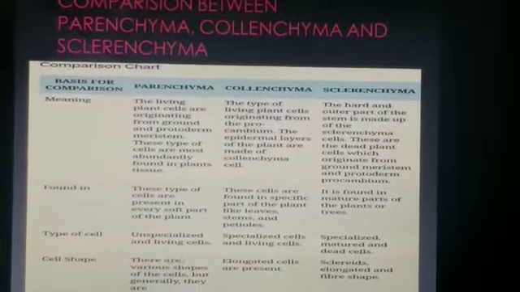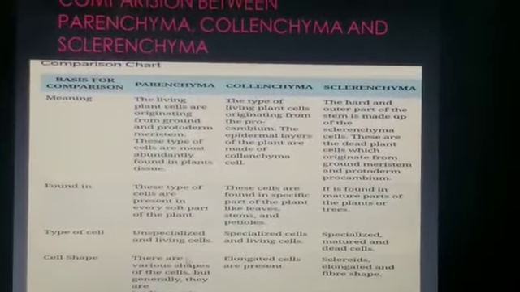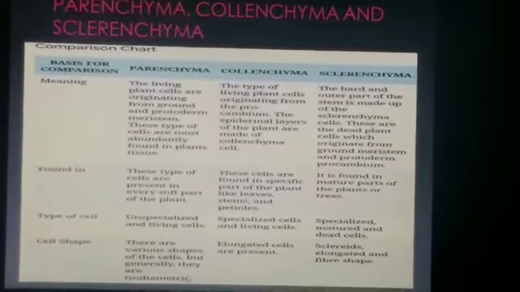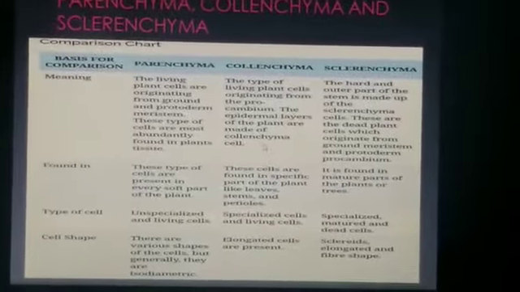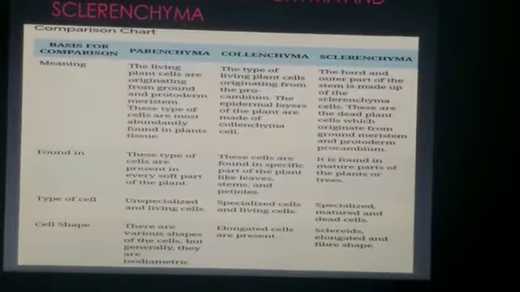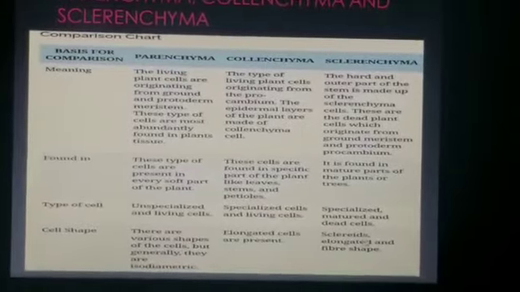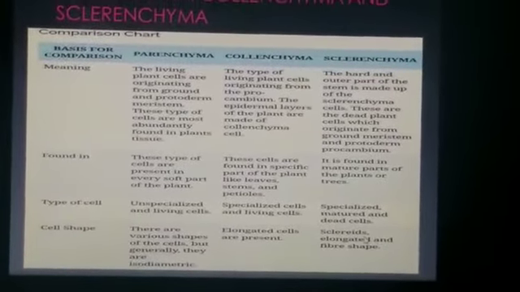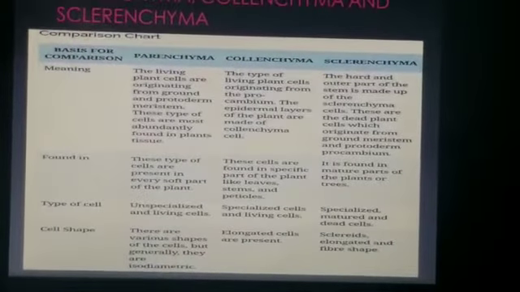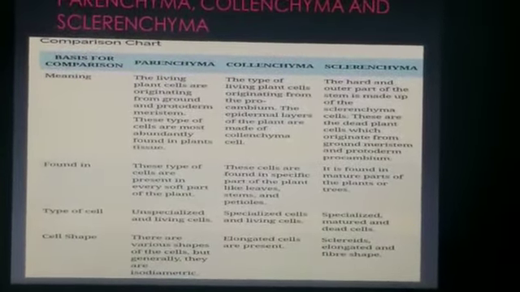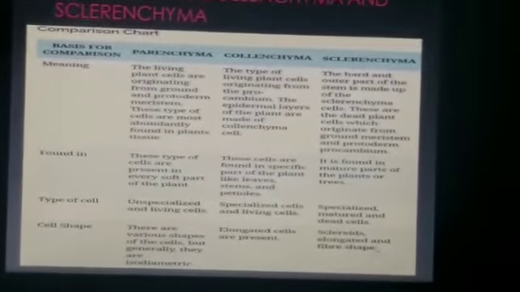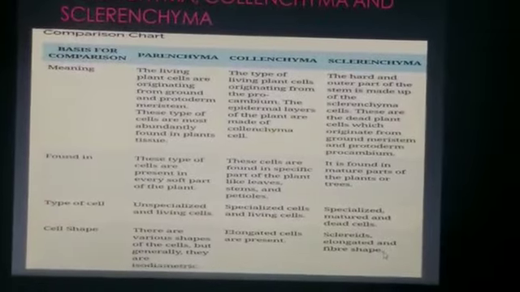What is the shape of parenchyma? There are various shapes of the cells, but generally they are isodiametric. Collenchymatic cells are elongated cells and sclerenchymatic cells are sclerites. What are sclerites? Sclerites' primary function is to give support and protection to the plant body, and the shape is elongated and fiber shaped.